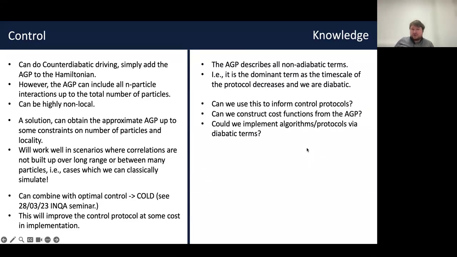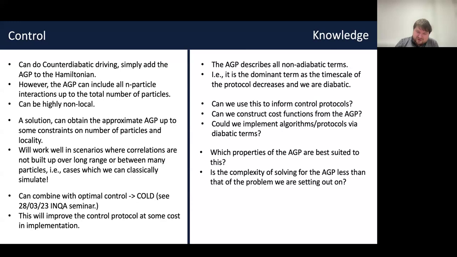So can we use this information, the fact that I can solve for the adiabatic gauge potential, even potentially in scenarios where I can't solve the Hamiltonian, using this variational approach? Can I use that to inform control profiles? Can I construct cost functions from the adiabatic gauge potential? Can we even implement algorithms or protocols via the diabatic terms themselves? Like, can we engineer the diabatic terms? I would say that's the more out there idea, and that's the thing that we've not really looked into yet, but something that excites me quite a lot.